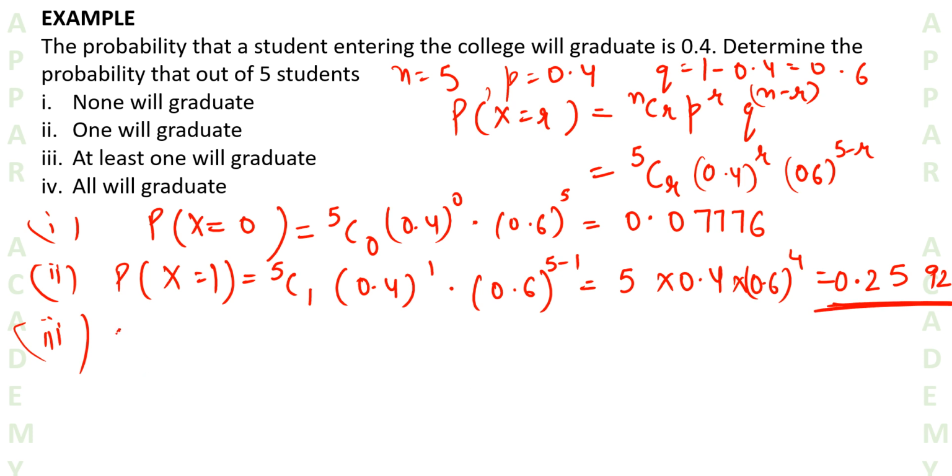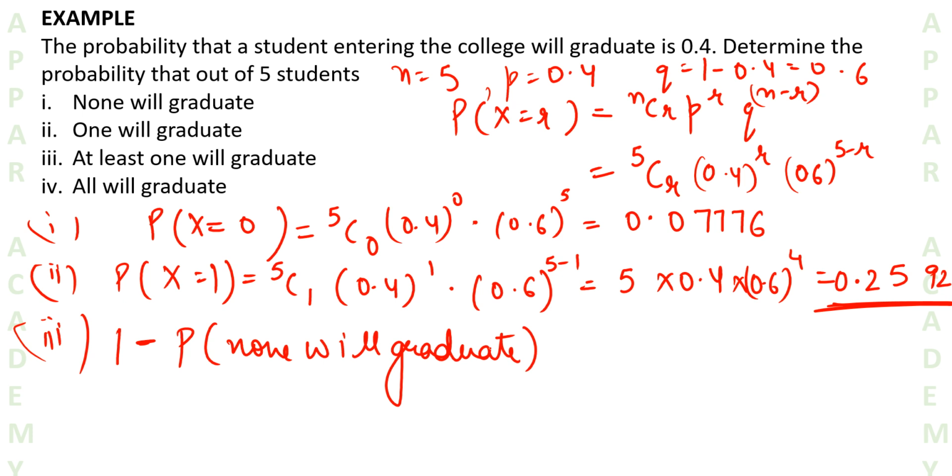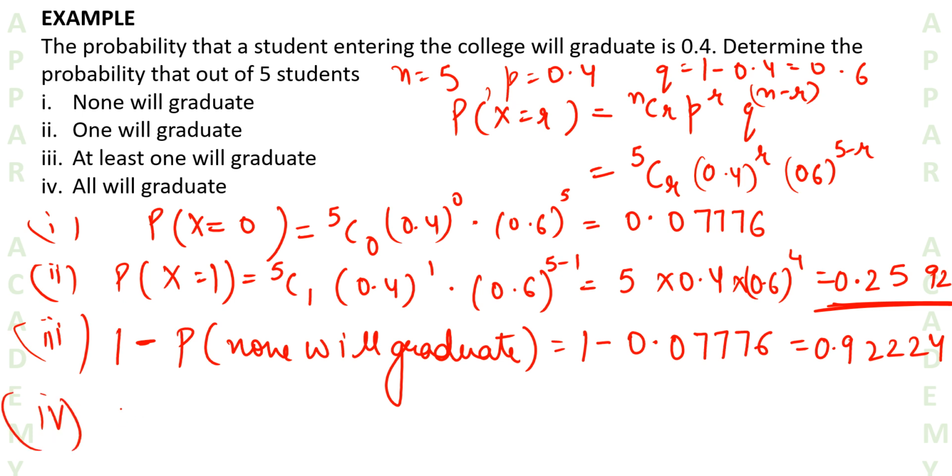Now at least one will graduate. At least one will graduate meaning that is 1 minus probability none will graduate, right? So we can simply use this probability from here. Why compute it again and again? So this is 1 minus 0.07776. This is equal to 0.92224. Right?